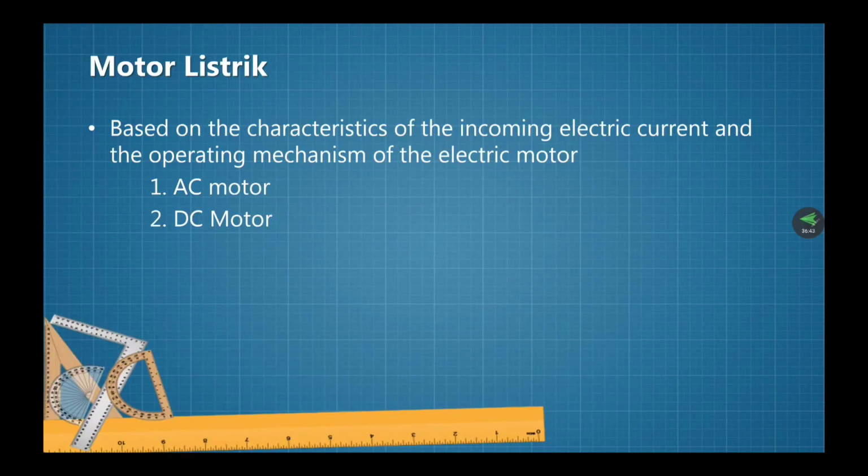And next, based on the characteristic of incoming electric current and the operating mechanism of the electric motor, there are two types of electric motor, AC motor and DC motor, and we will talk about these two types of motor in the next week. Okay, this is the end of the working principle of the electric motor.